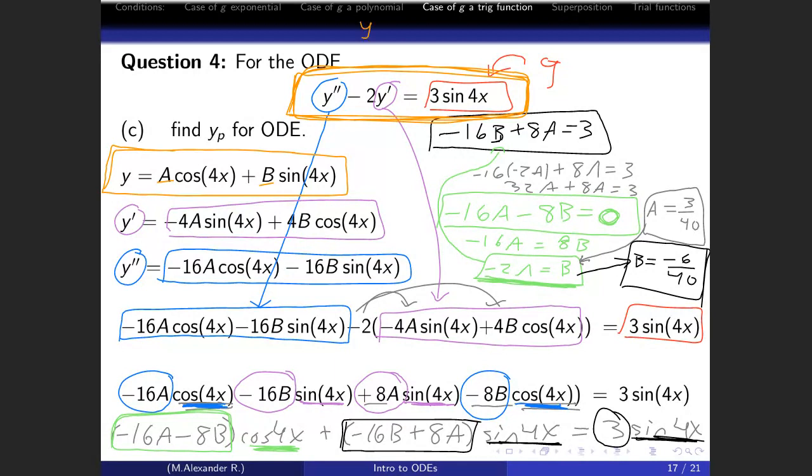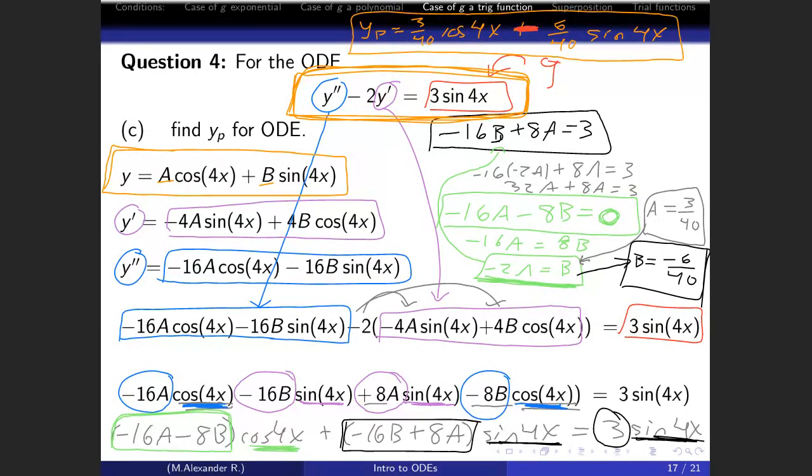So the particular solution is going to be equal to, the a is 3 over 40, 3 over 40 cosine of 4x plus the b. Oh, the b is actually a minus. Okay, so the b is a minus. Let me put a minus here. So minus, and this is what number? B is 6 over 40, 6 over 40 sine of 4x. A little crowded, trying to make it as bright as possible.